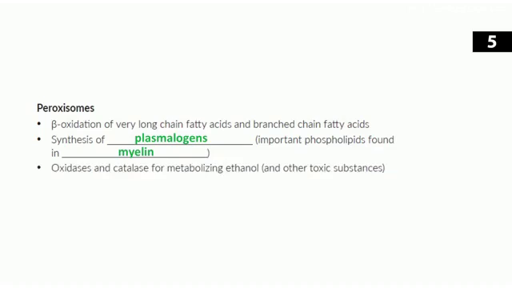Then a third function of peroxisomes is that they contain oxidases and catalase, which are used to metabolize toxic substances that enter the cell, such as ethanol. So without peroxisomes in your hepatocytes, you would not be able to metabolize alcohol.